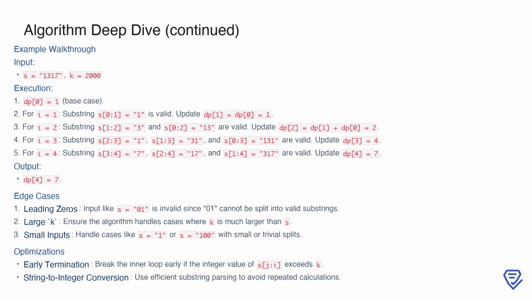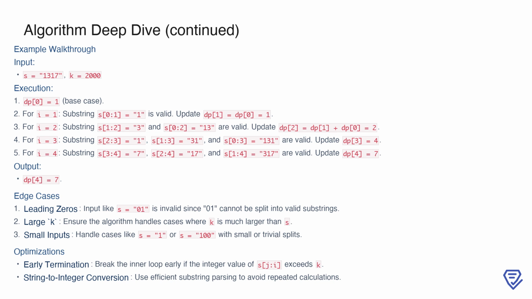To better understand the algorithm, let's walk through an example. Suppose the input string s is 1317 and k is 2000. We start by initializing dp[0] equals 1 as the base case. For i equals 1, the substring s[0:1], which is 1, is valid. We update dp[1] equals dp[0] equals 1. For i equals 2, the substrings s[1:2], 3, and s[0:2], 13, are valid, so we update dp[2] equals dp[1] plus dp[0] equals 2.